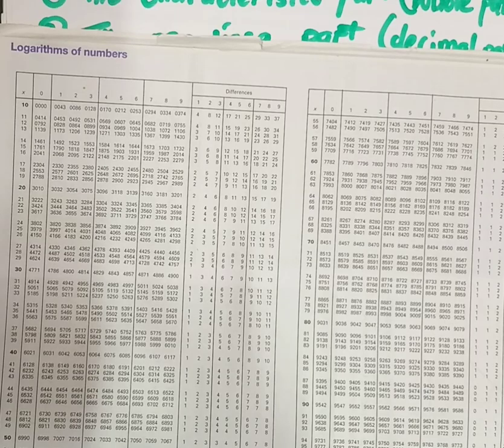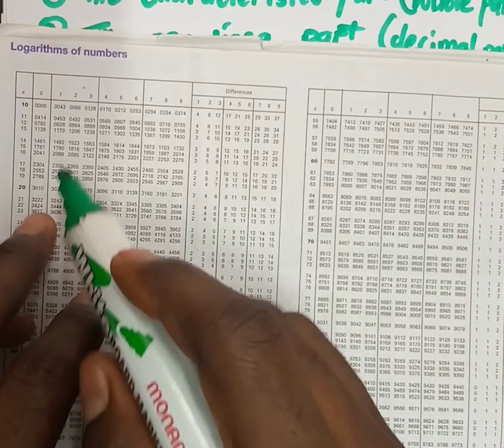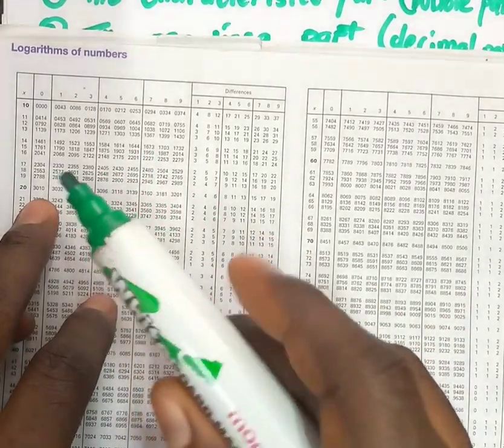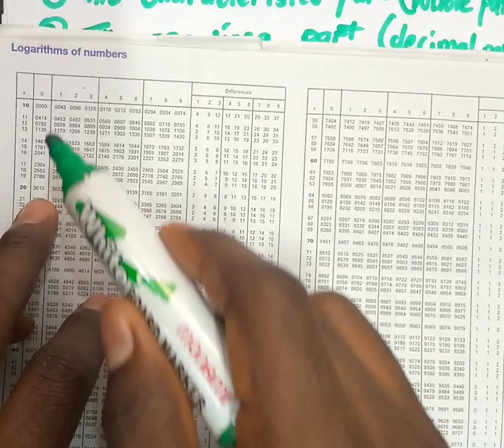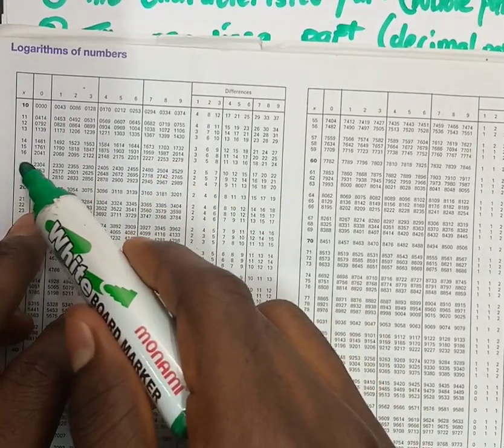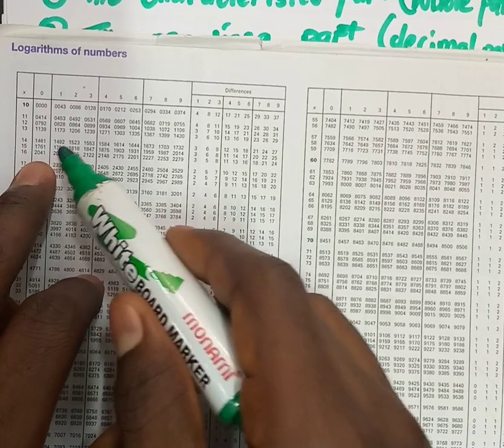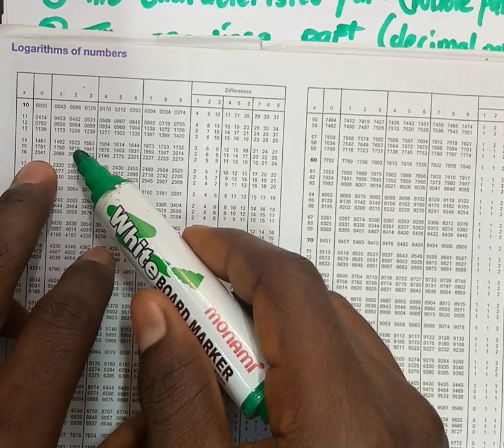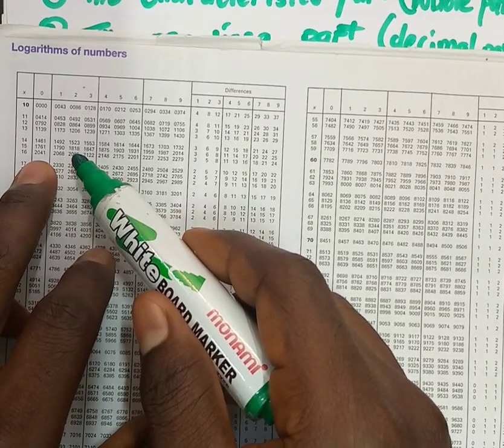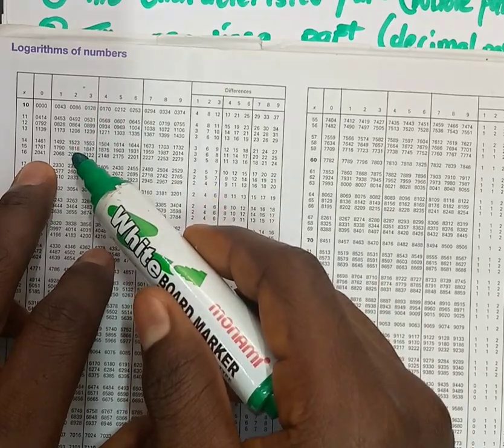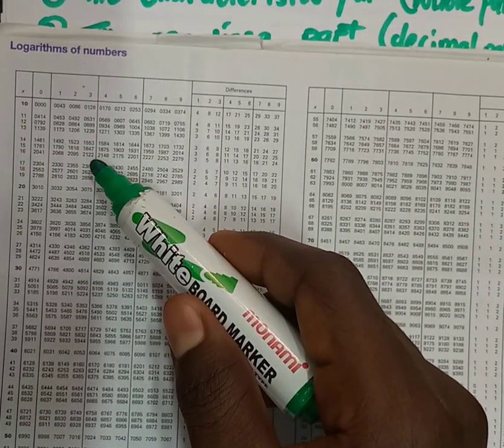So this is how a log table looks like. So our characteristic part is 15. So check row 15 on the log table and then column 2. Here you have 1818. After finding the value, write it down.